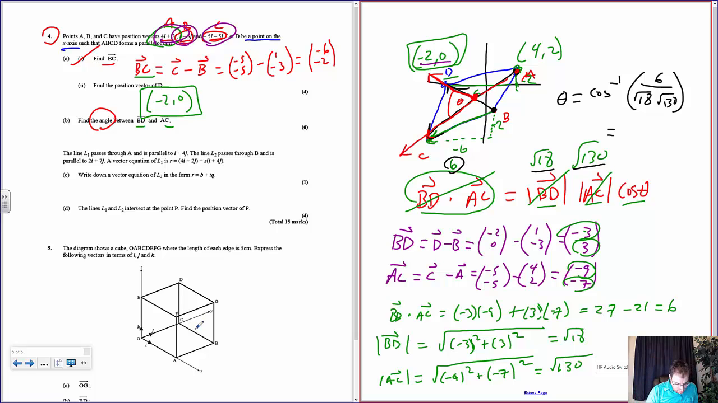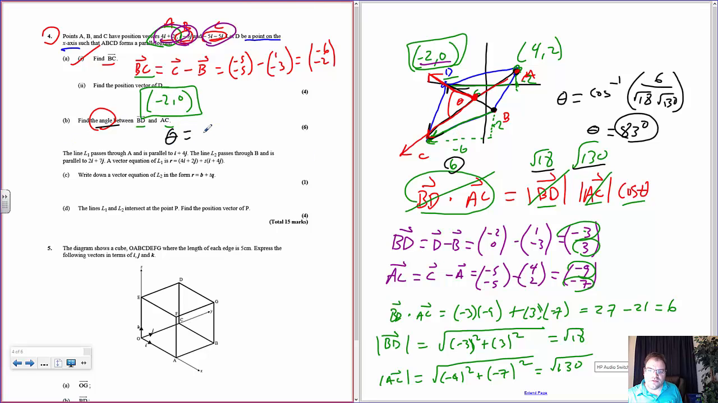This is a long problem, by the way. And we're almost done, though. So cosine inverse, this is going to be 6 divided by root 18 times root 130. So that's going to give me about 83 degrees if I'm rounding it. Okay. So about 83 degrees, somewhere there about. That's okay. Okay, that's what theta is. So that's the answer. Find the angle. Theta equals 83 degrees. Long, tedious problem, that one.